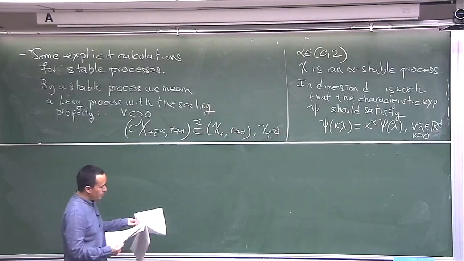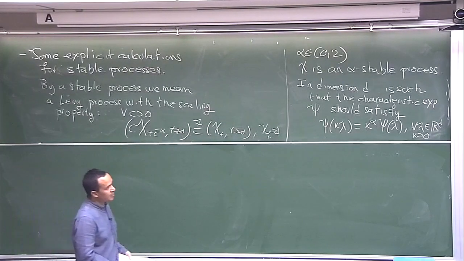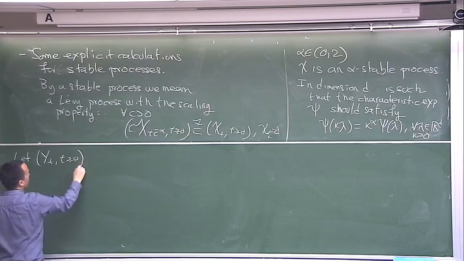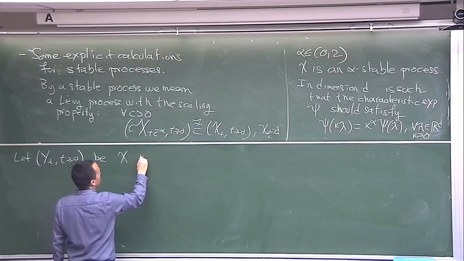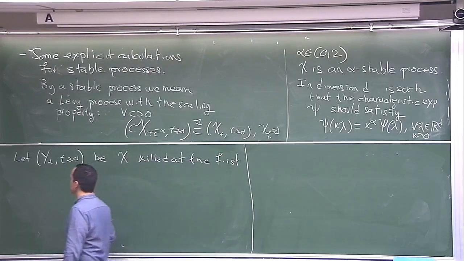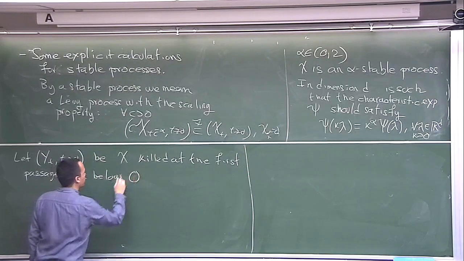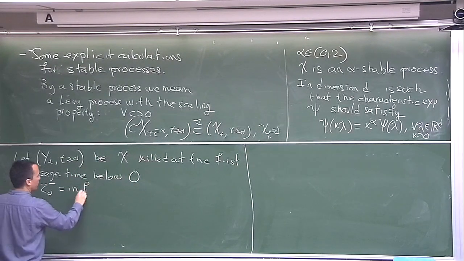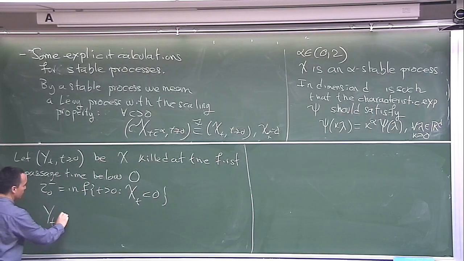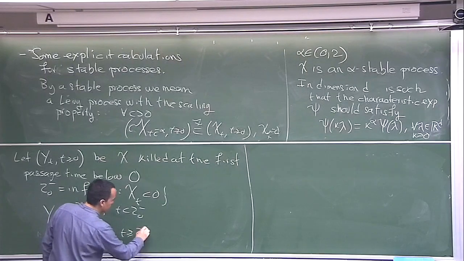This process is self-similar, but is not positive. So I will be considering another process, which is the process killed at the first passage time below zero. So let Y_t be X killed at the first passage time below zero. If we denote by tau zero minus the first time where X_t goes below zero, we take Y_t to be X_t if t is smaller than tau zero minus, and zero if t is bigger or equal than tau zero minus.